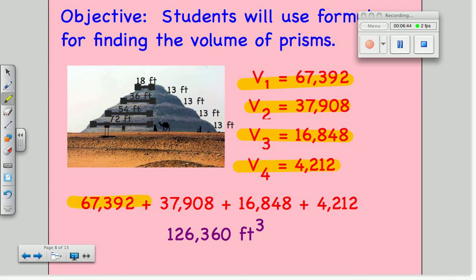Then you're going to add all those numbers together. So make sure you get that down. And then you have your total volume. So when you have a complex figure of different sizes, you have to find the volume of everything and add it together.